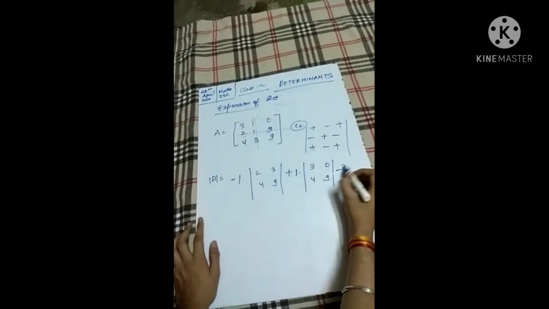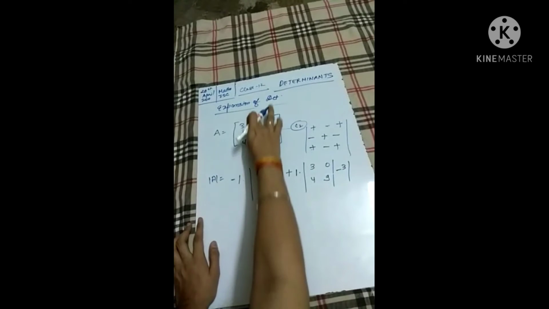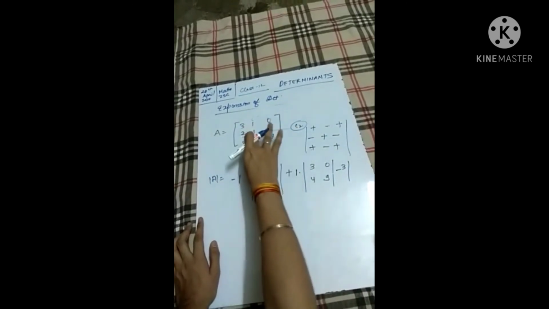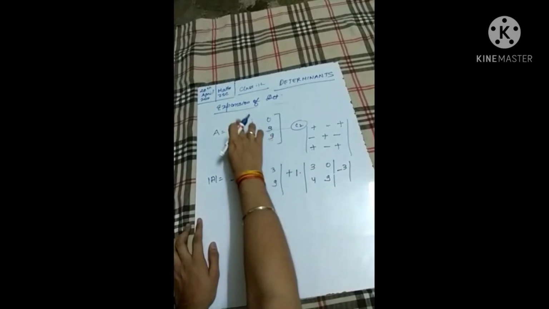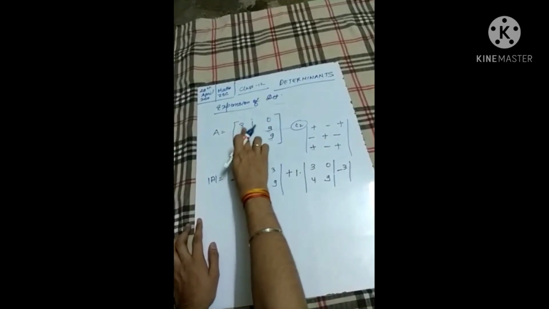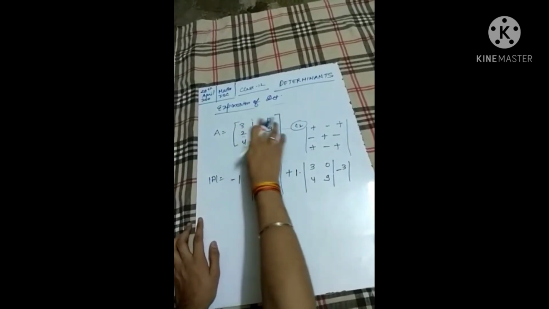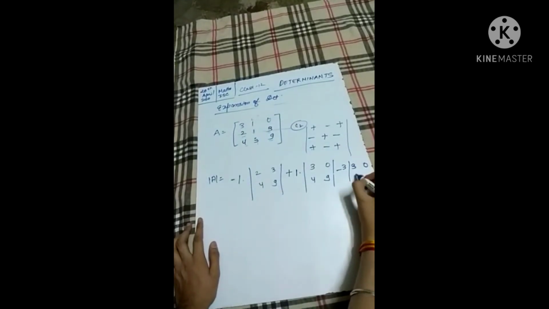So 3 times. Now what you have to do, we have to skip this row and this column. So 3 0 2 3. So 3 0 2 3.